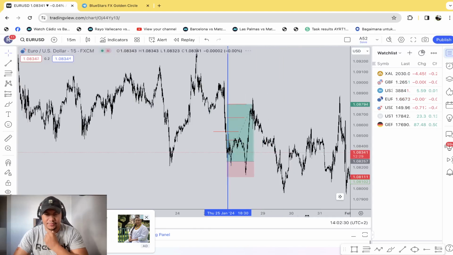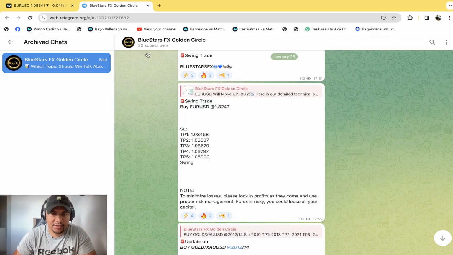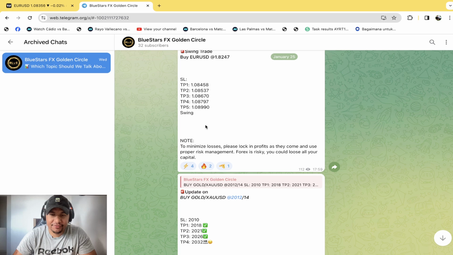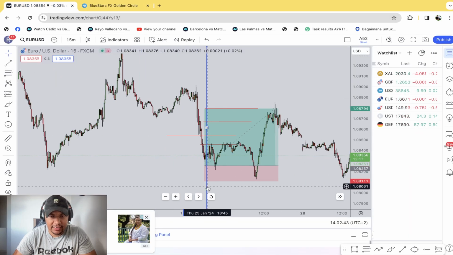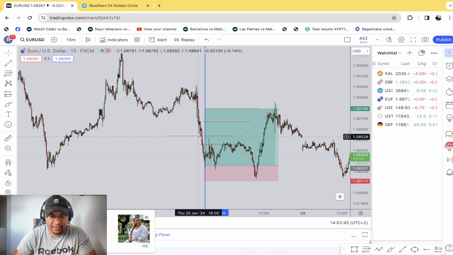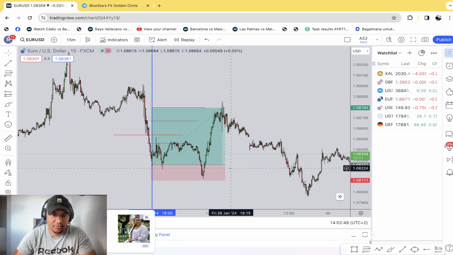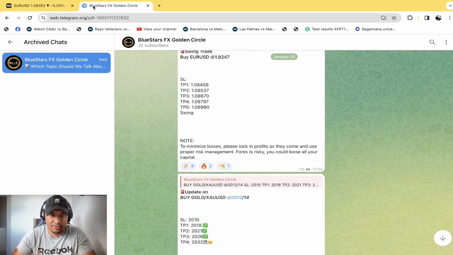Okay, here we go. Euro USD TP5. 25th at 6 o'clock, we can see it right over there. Beautifully executed, 1, 2, 3. TP4 hit. So that was a 3.68%. That was a good trade.